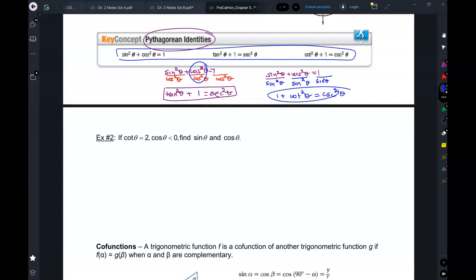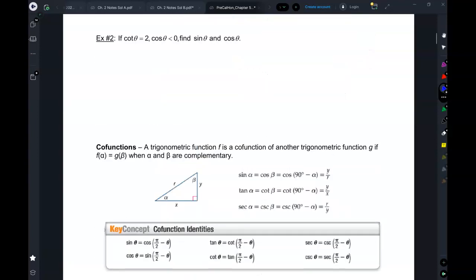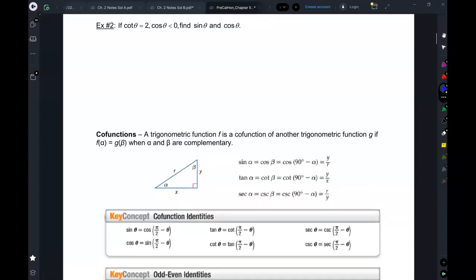But nobody memorizes all three, right? You have to memorize this first one, and then the other ones, if you know how to derive it, you can just derive it on a piece of paper, okay? All right, so those are the three trigonometric identities, Pythagorean identities.